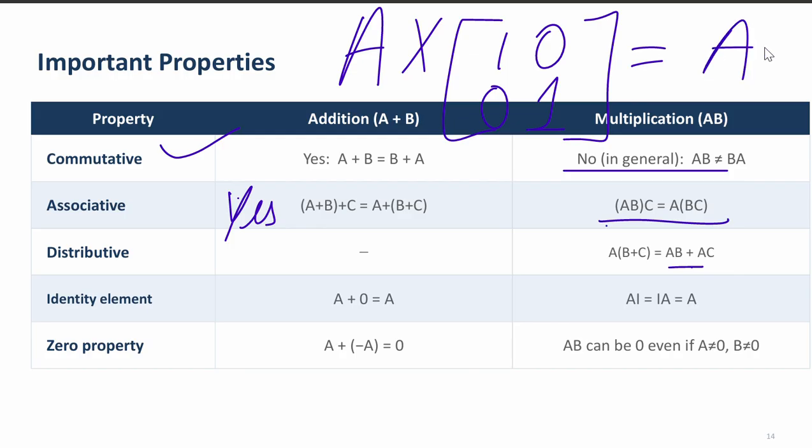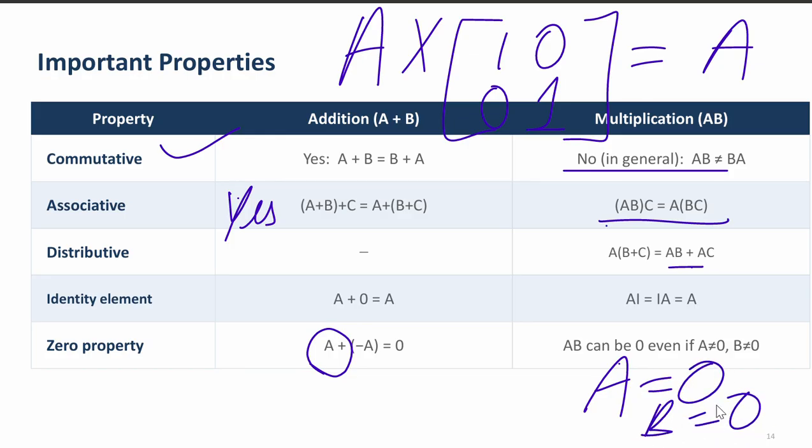If I multiply any matrix by this, we are going to get the matrix itself. All right. Now the zero property. If I add my matrix and the negative of that matrix, I'm going to get 0. AB can be 0 even if A is not equal to 0 and B is not equal to 0. So it can be 0. And even if one of the matrices is a 0 matrix or a null matrix, again your AB can be 0.